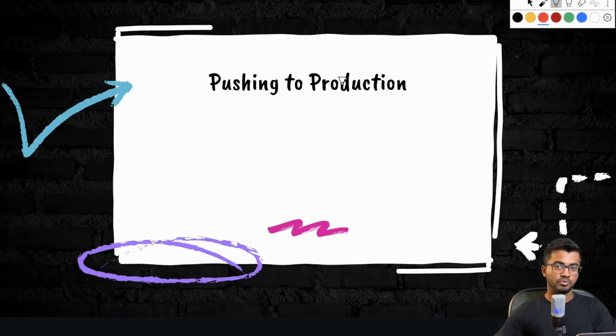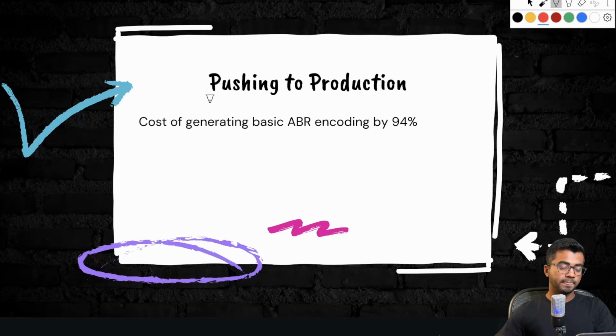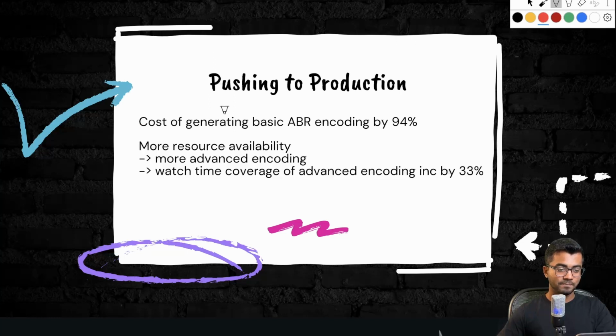Of course, they had to go through the CI/CD pipelines that Meta or Facebook or Instagram has. I'll not go into much more detail, but these are some of the metrics that they have. Once they pushed the new code to production, they could see that the generation of basic ABR encoding went down by 94%. It was a huge success for that part. Because of the reduction in the basic compute for ABR, which was done almost every time, they now have more resources available. More resources led to more advanced encodings, and the watch time coverage of advanced encodings increased by almost 33%.